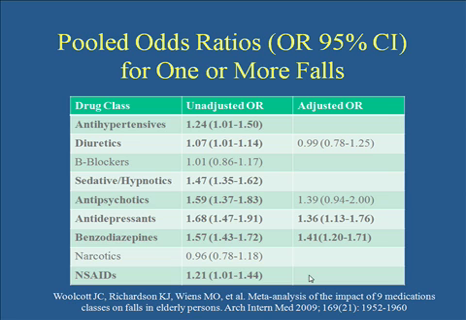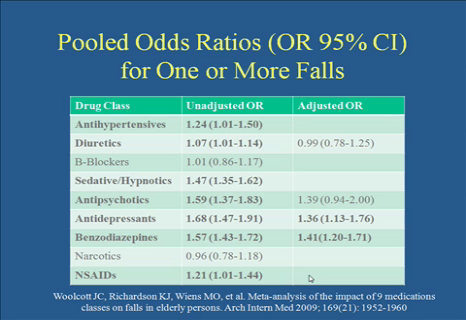And on your screen here are the pooled odds ratios. And I have 2 columns, both the unadjusted odds ratio as well as the adjusted odds ratio. Now, not all of the studies adjusted for confounding. In fact, of the 22 studies, only 13 adjusted for confounding. So that's why we don't have adjusted odds ratios for all drug classes, but I've listed them there for those that they did have.